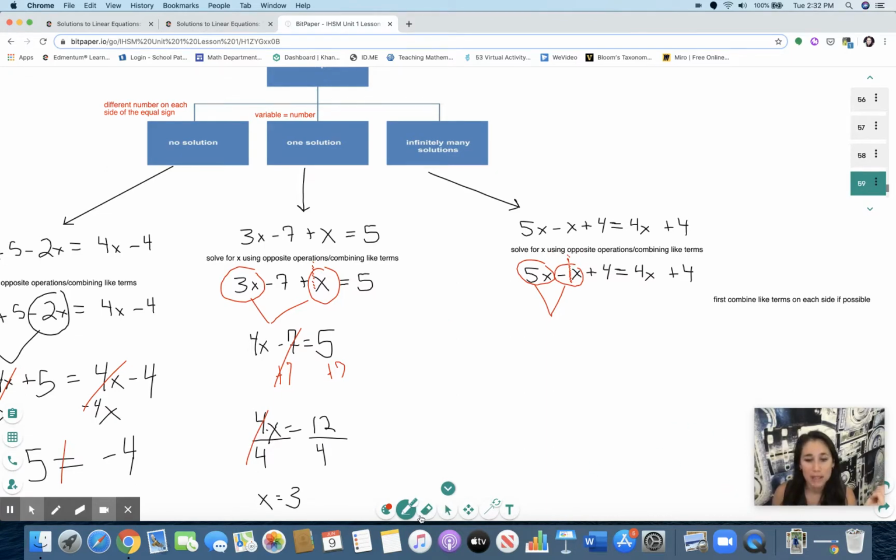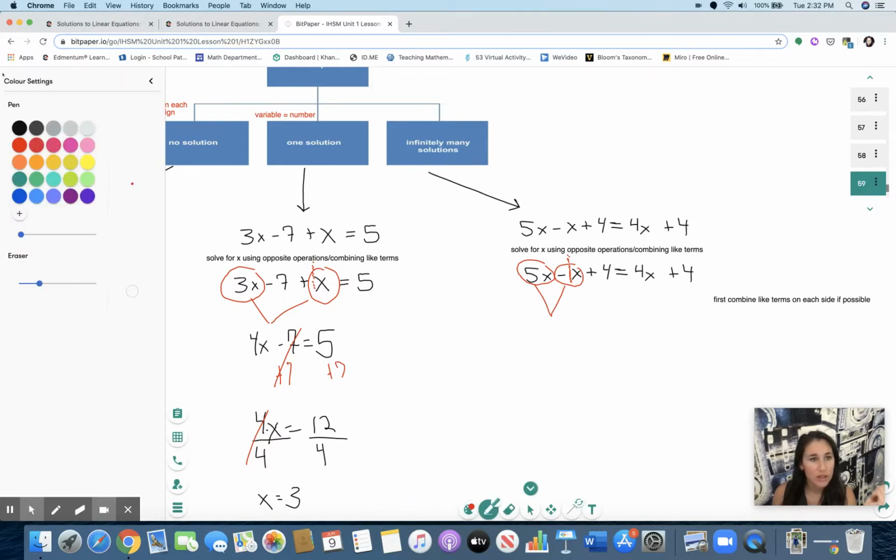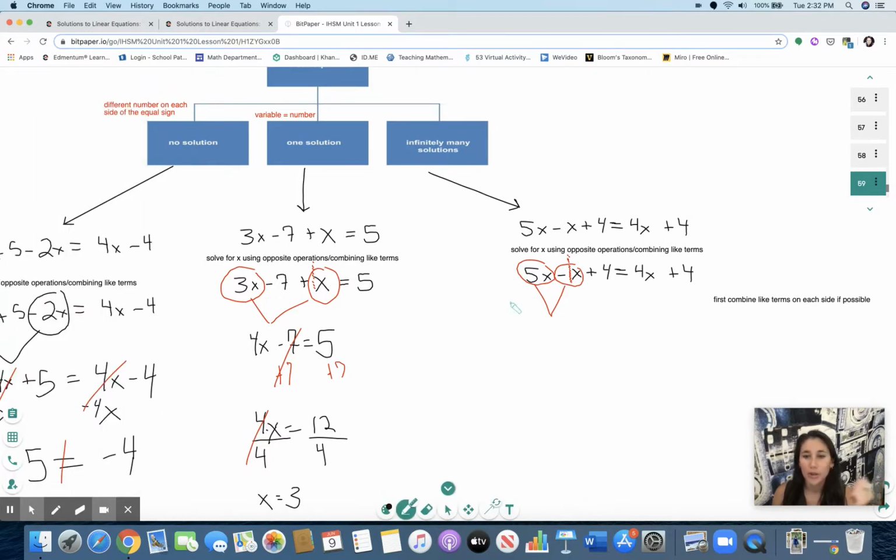So when we look at this, this is positive 5x combined with a minus x, right? So let me get another color, black. There we go. So 5x minus x gives us a 4x, because 5 minus 1 is 4. And then everything else just drops down because it can't be combined with anything else.